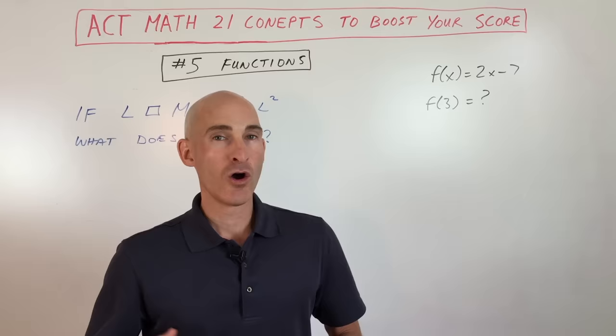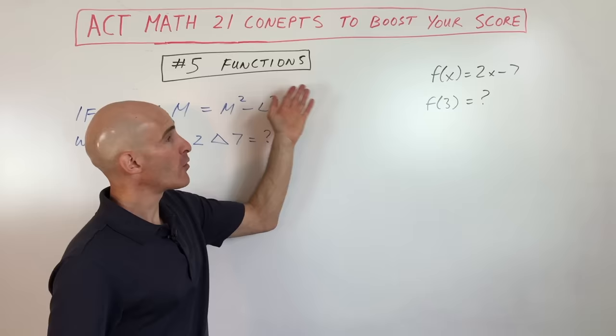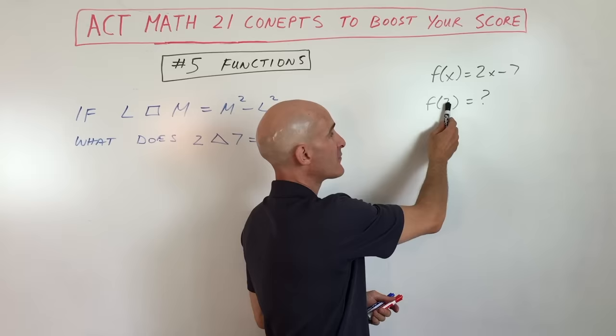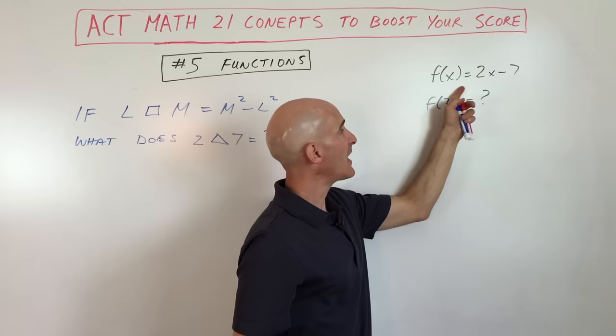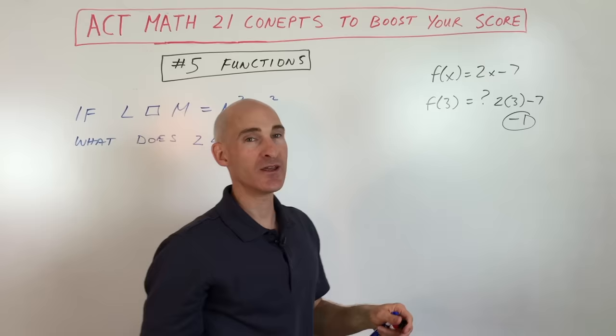Okay, moving right along, the next concept that's important to understand for the ACT is functions. So functions, in the normal way that you learn them in your math class, look something like this: f of x equals, in this case, 2x minus 7. And the way you solve this is whatever's in the parentheses, see the 3 here? That's your x value, that's your input. So you're putting that in place of x on the right side of the equation, and you're simplifying. So here you would have 2 times 3 minus 7, which is negative 1. So f of 3 equals negative 1. So you have an input, and then you substitute on the right side and simplify.